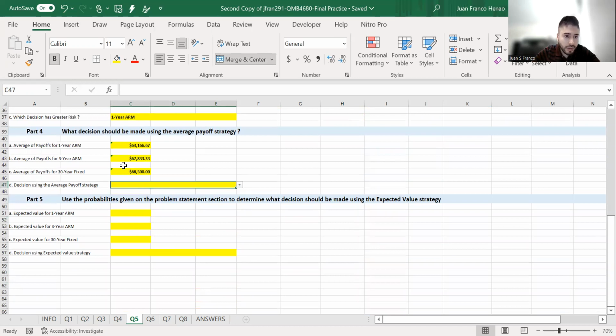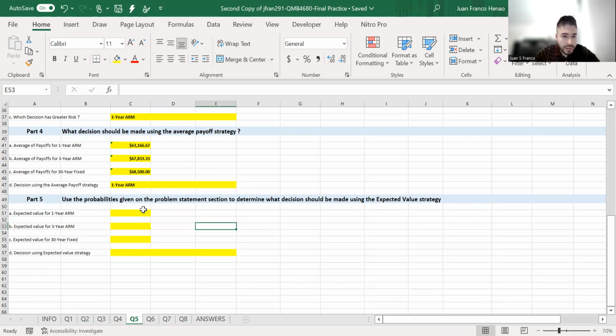Perfect. And now the question is, what decision should be made using the average payoff strategy? Since we want to minimize our costs, we should choose the lowest one. In this case, it is the 1-year ARM.